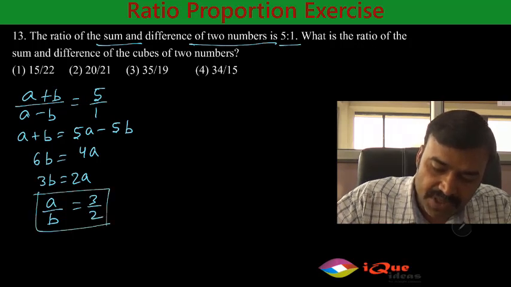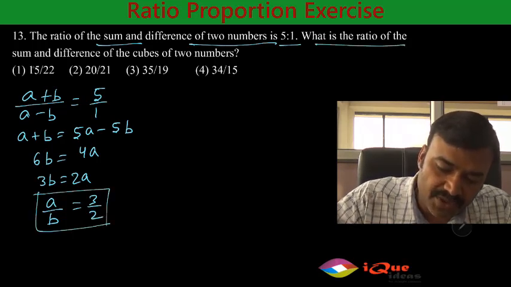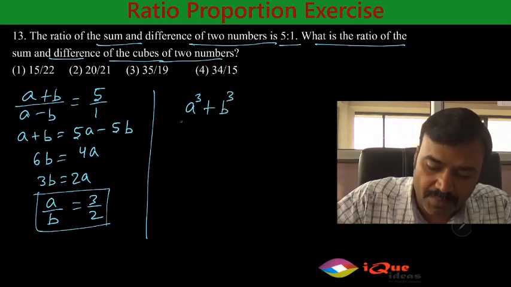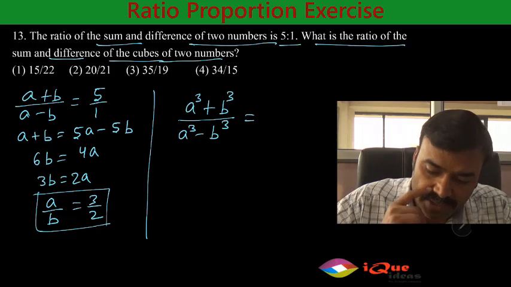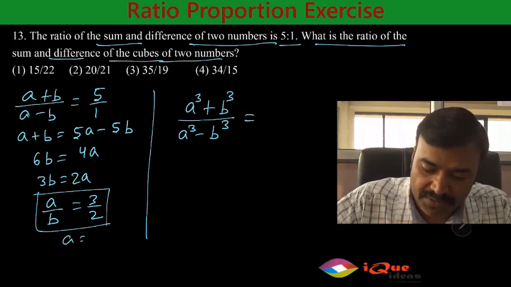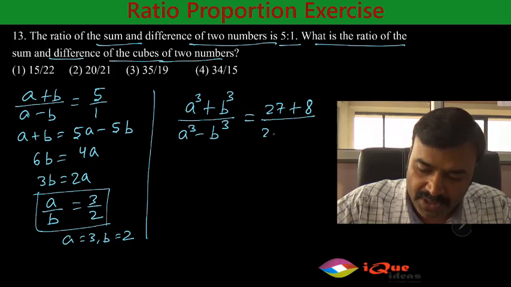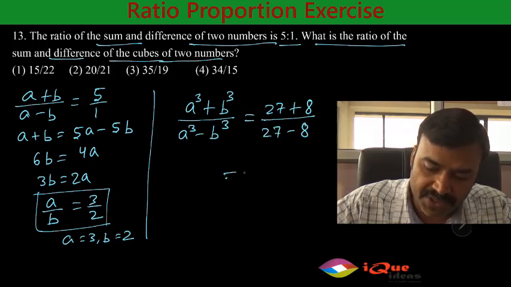Let this be here. Now the second part of the question is, what is the ratio of the sum and difference of the cubes of those two numbers? So cubes of numbers a cube and b cube, and their sum will be a cube plus b cube upon a cube minus b cube. As the powers are same, we just need to take a equal to 3 and b equal to 2. Put a equal to 3, a cube will be 3 cube, that is 27, b cube is 2 cube, that is 8, and in denominator 27 minus 8, so it is 35 upon 19.